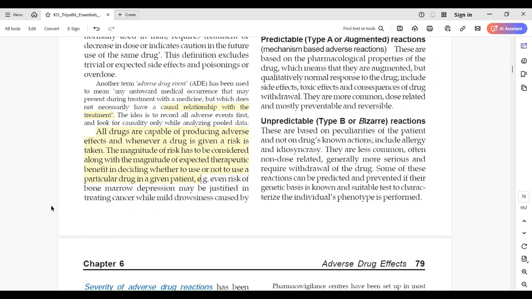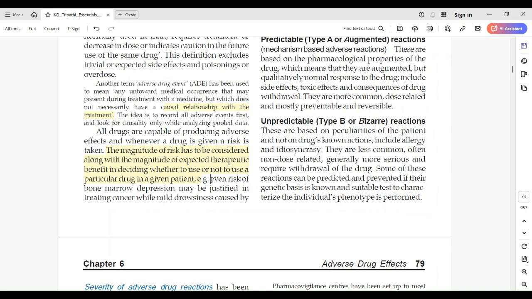So we have to balance, which means we have to check whether the risk is more or the benefit is more. We have to check the balance, the risk benefit ratio. If the benefits are more than the risk, then only we will use the drug.